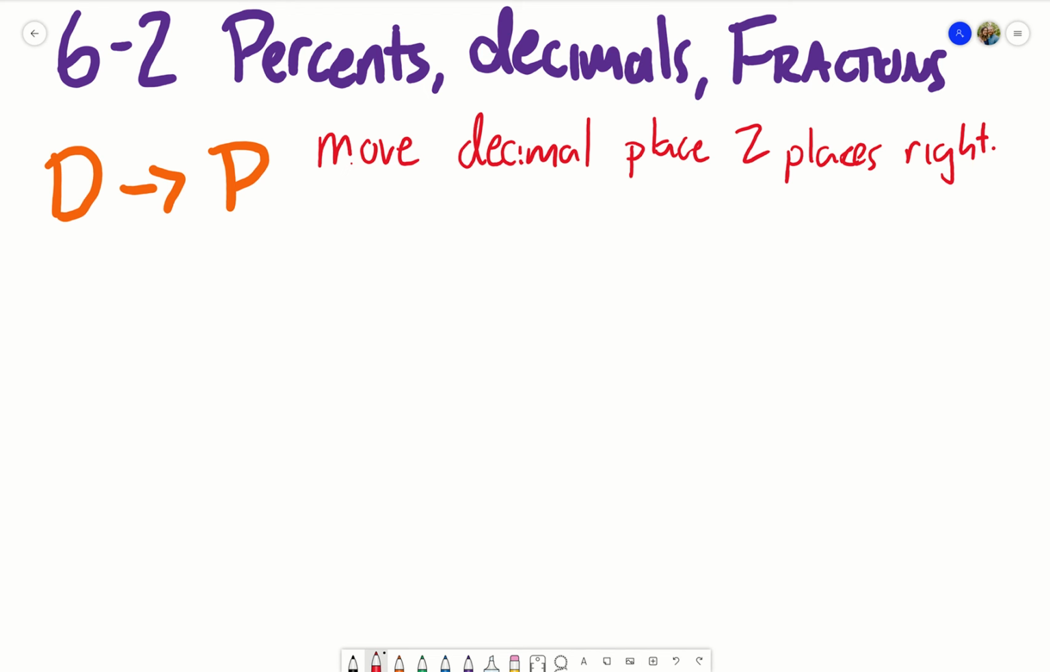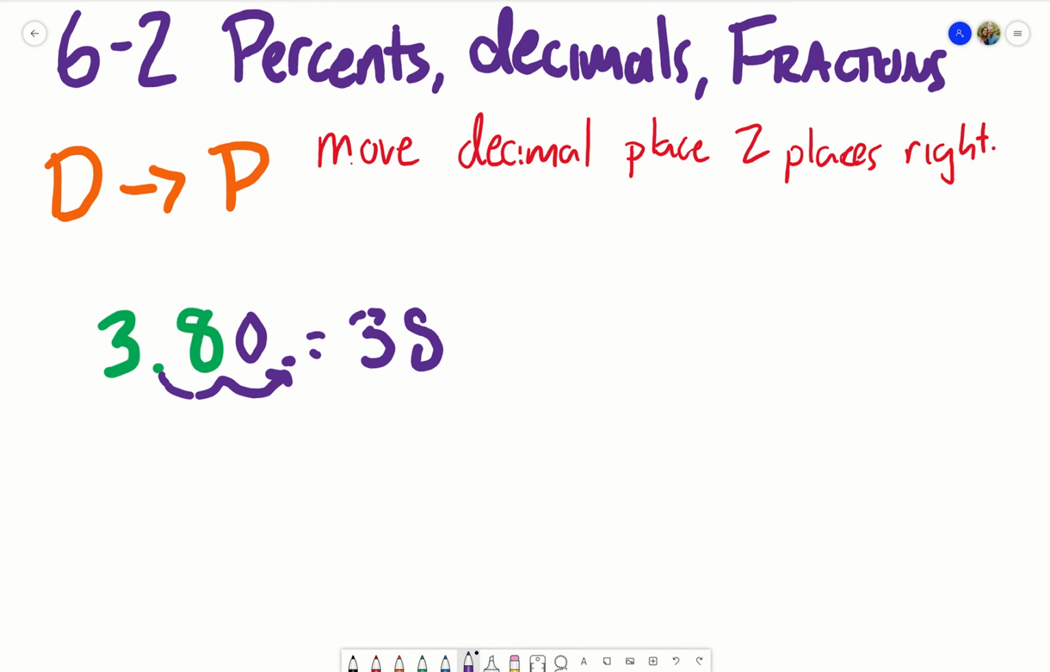So if I have a decimal like 3.8 as my decimal, right? That's my decimal. To turn it into a percent, I'm going to take my decimal point, move it 2 places backwards, fill in with a 0, and that will give me 380%. Okay, take my decimal, move it 2 places to the right, and that is my percent. If I had 0.19, I would take my decimal, move it 2 places back, and that would give me 19%.